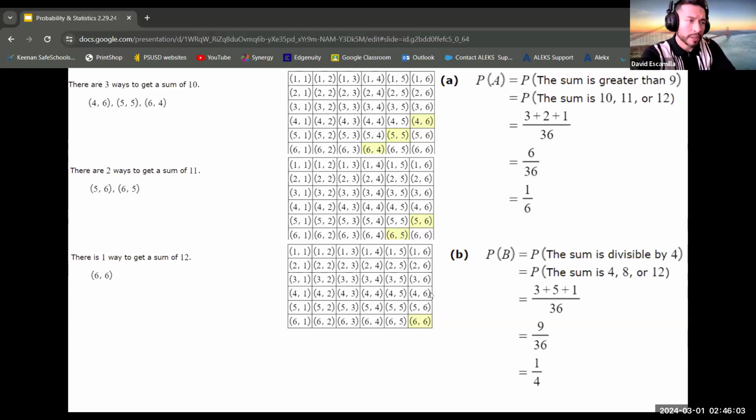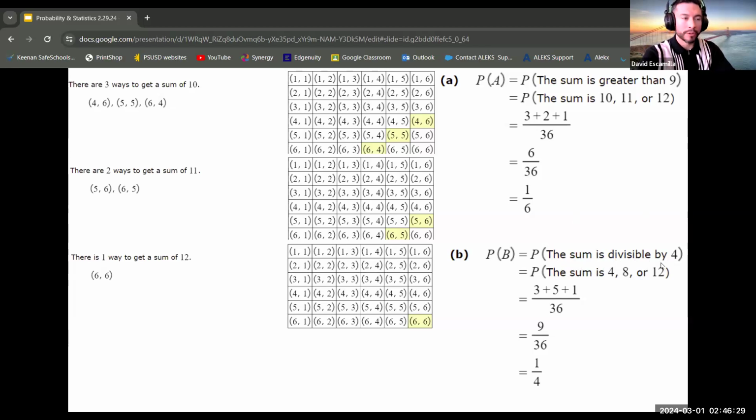This is making it more complicated, but not too complicated. It's just a little more complicated than A. The probability that the sum of those two numbers is divisible by 4 is whether the sum is 4, the sum is 8, or the sum is 12.